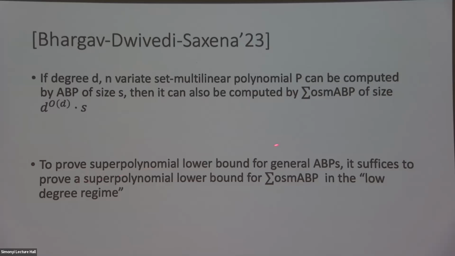Can we prove super polynomial lower bounds? Or what is the best lower bound we can prove for this class? And we want to get lower bounds in the low degree region. So for low degrees, can we prove super polynomial lower bounds? And ideally, if we can make the degree log n over log n and still get super polynomial lower bounds, then this gives you general branching program lower bounds.